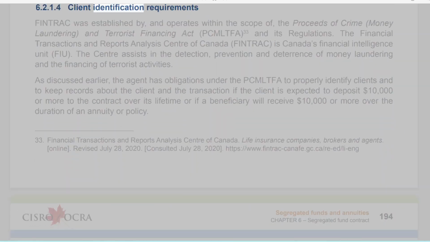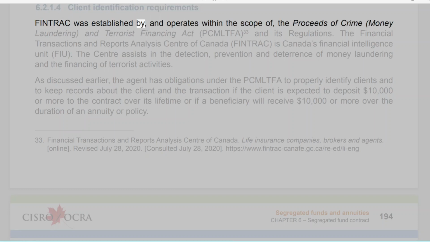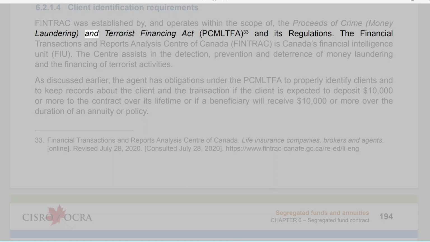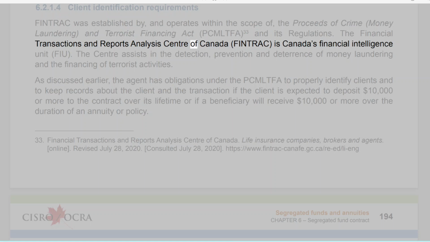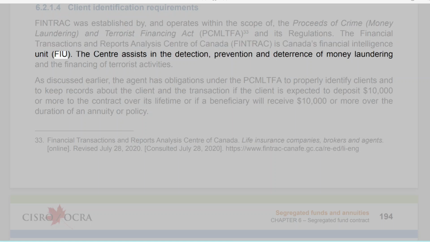6.2.1.4 Client Identification Requirements. FINTRAC was established by, and operates within the scope of, the Proceeds of Crime, Money Laundering, and Terrorist Financing Act, PCMLTFA, and its regulations. The Financial Transactions and Reports Analysis Centre of Canada, FINTRAC, is Canada's financial intelligence unit, FIU. The centre assists in the detection, prevention, and deterrence of money laundering and the financing of terrorist activities.